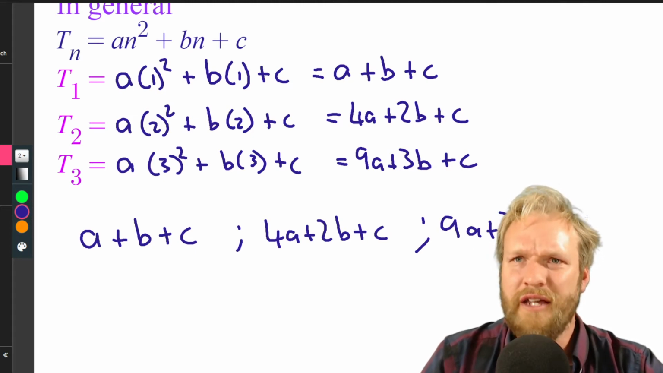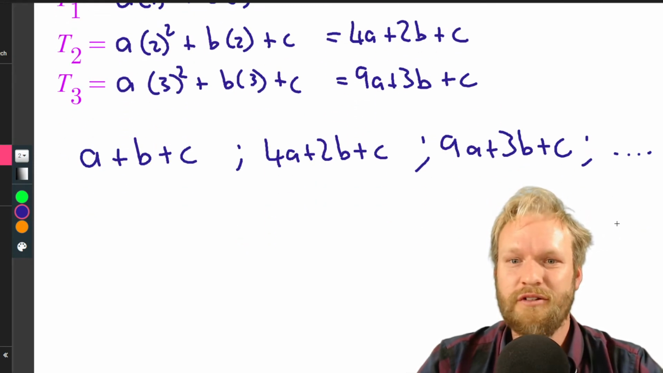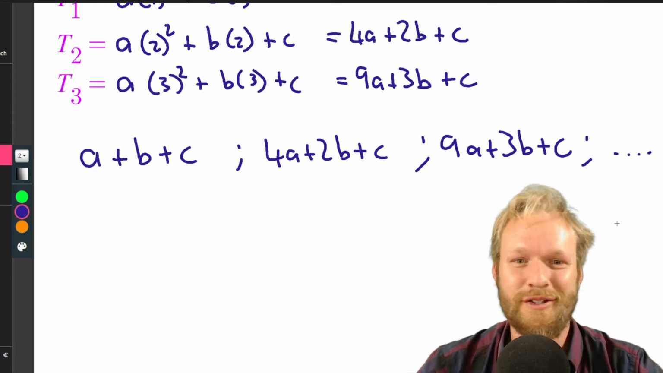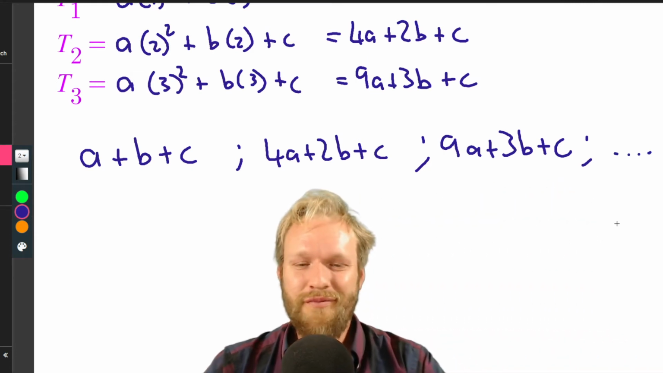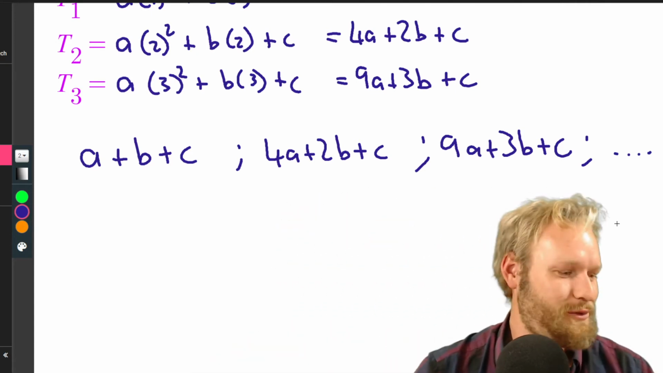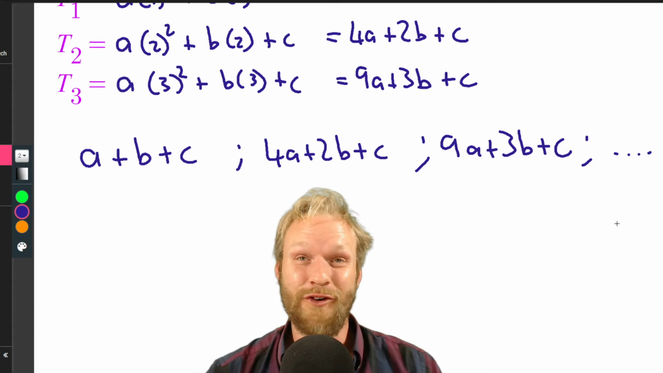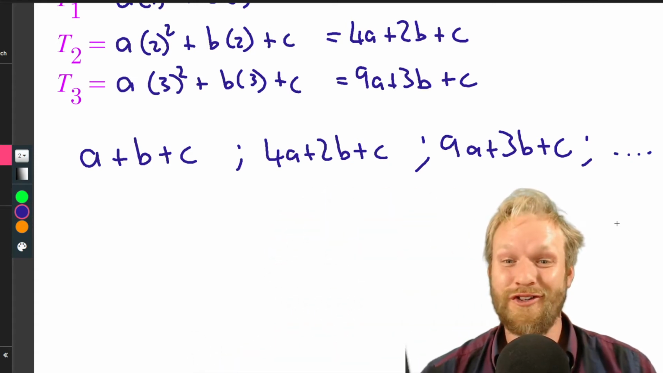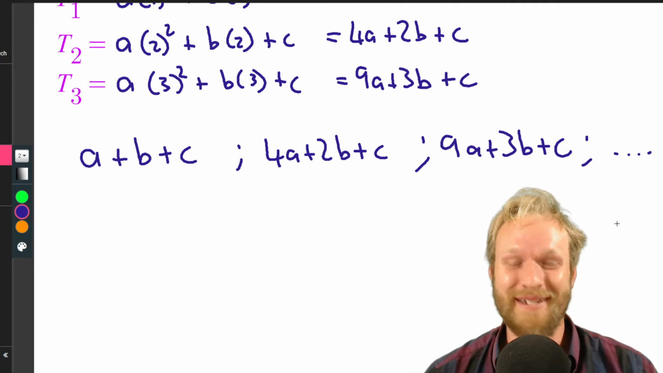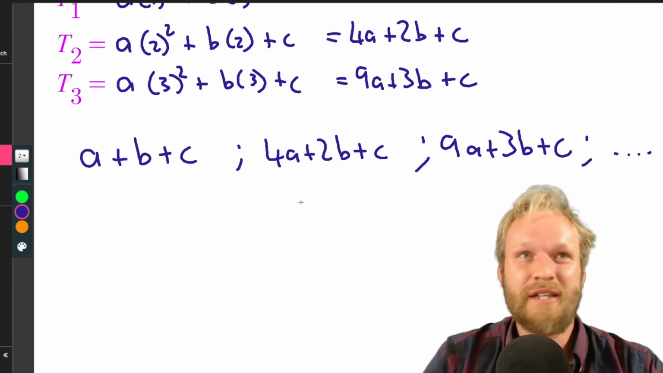So in other words, we could keep doing this, but, well, if I move that, my head is a bit in the way. So, there are the first three terms. A plus b plus c, that's our first term. 4a plus 2b plus c, second term. Third term, 9a plus 3b plus c. Nifty, hey? Okay, so there are the first three terms, and let's do what we did before.